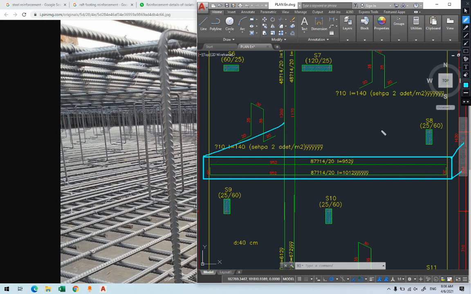Look, this is the plan, the top view of the foundation. Yes, we are on top of the foundation, but we cannot provide those to be seen on top. What we do is provide them in this manner. So this is the top reinforcement, and this is the bottom reinforcement. This is the bottom reinforcement like this.